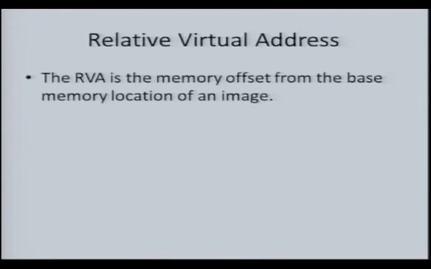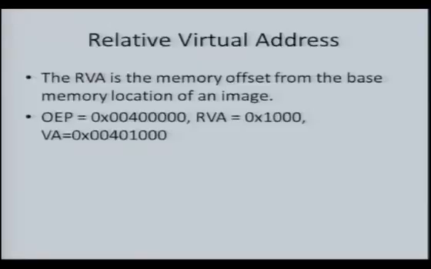So this is what we just talked about. It's a memory offset from the base memory location of an image. So your DLL is loaded into memory, and then you say, well, for this MessageBoxA function, it is 1,200 bytes down from my original entry point. So say you have an image that got loaded into hex 400,000. If your relative virtual address is hex 1,000, then your virtual address for that function or that piece of data would be at 401,000. Does that make sense?